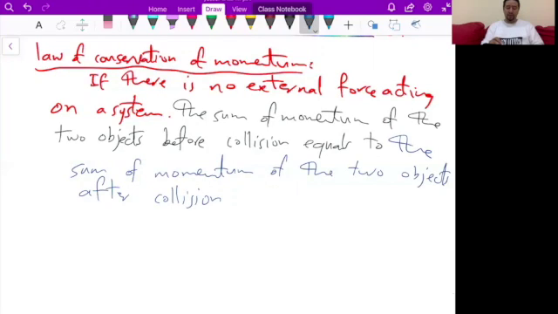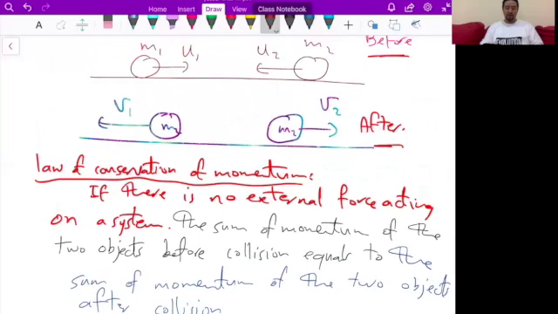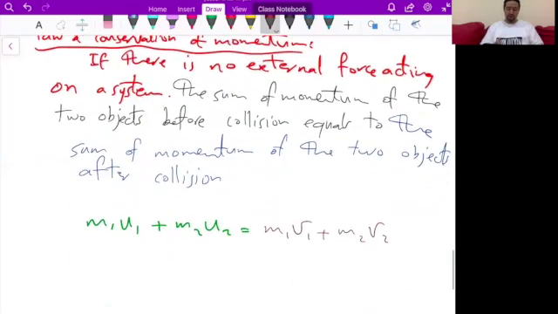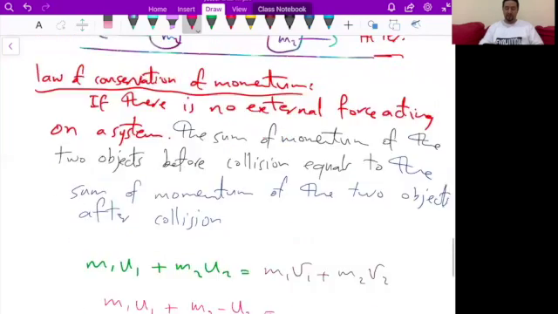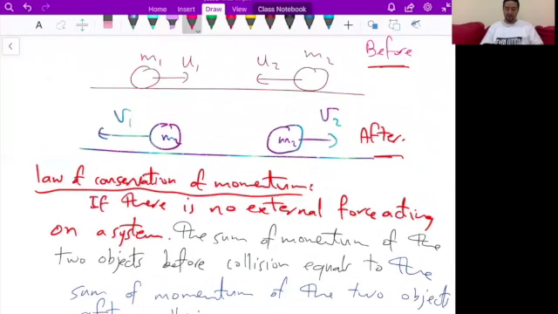So if we're going to put this in a mathematical relation, we're going to say that M1 U1 plus M2 U2 is equal to M1 V1 plus M2 V2. We are going to apply it on our example here. The first object was moving to the right, was positive. So M1 U1 plus M2 negative U2, because the second object was moving to the left in a negative direction.